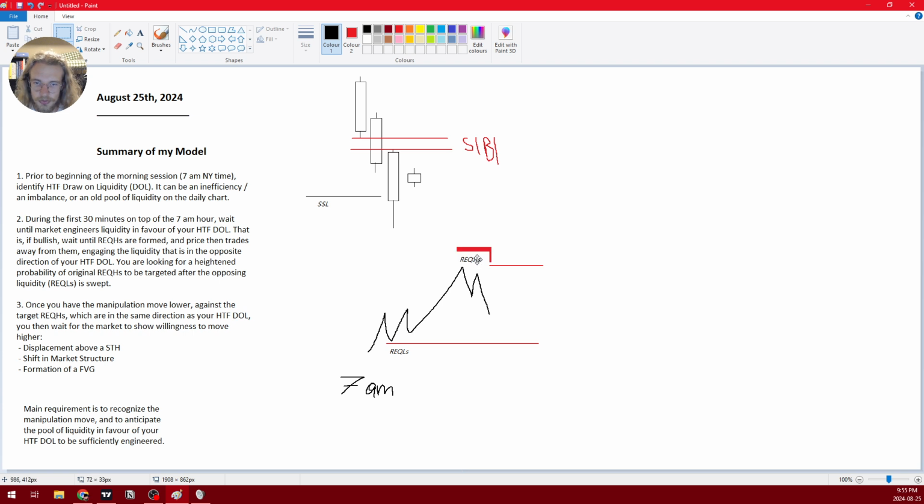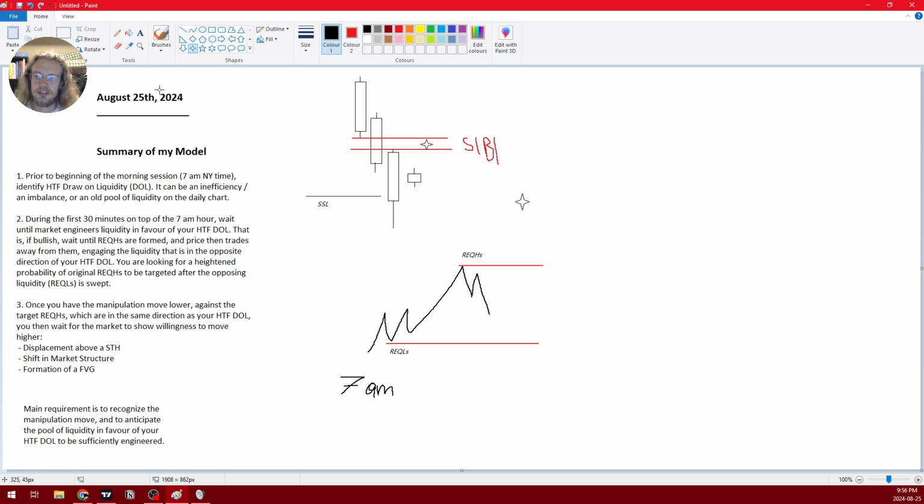At this point in price, this point in time, we are basically waiting for more information. What I mean by that is we wait until the market engineers liquidity in favor of our higher time frame draw on liquidity. And as we said earlier, the higher time frame draw on liquidity is higher, because if you're trading somewhere right here, we would be looking for price to draw higher.